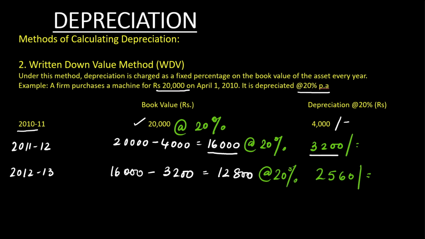These are the entries we will be taking up in the next video. Now this is how it will go on and on till we get to zero. And if there is a scrap value, we will take that into account in the beginning itself. So this is how the written down value method works.